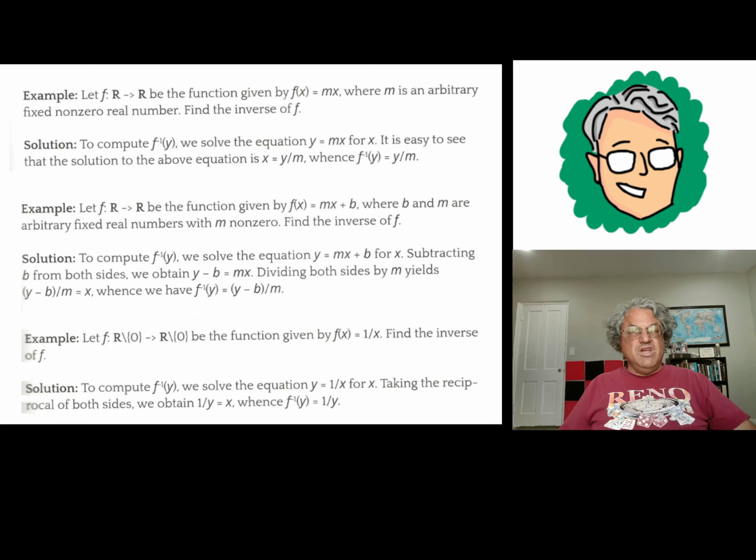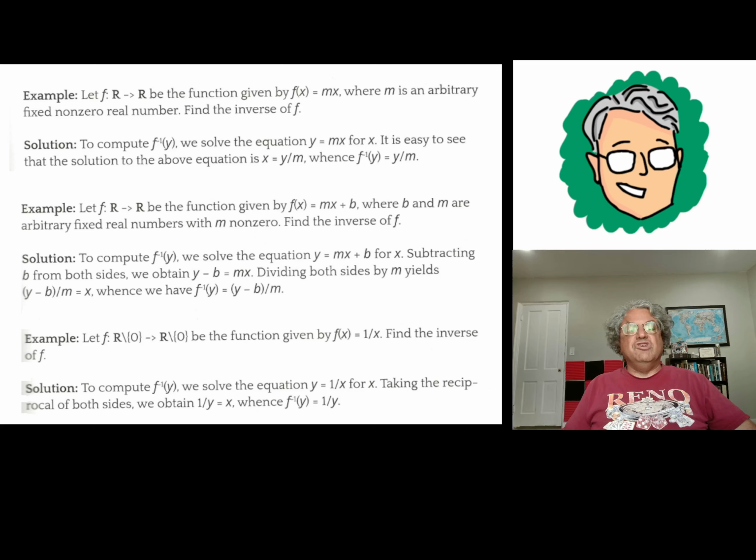And by the way, it doesn't matter what name you give your variable for a function. If it's a univariate function, a function of one variable, it doesn't matter what name you give that variable. So right now we're writing, and I think I read in my book, f inverse of y is y over m. We might as well have written f inverse of x is x over m. Anyway. So now for the third example, this is similar.